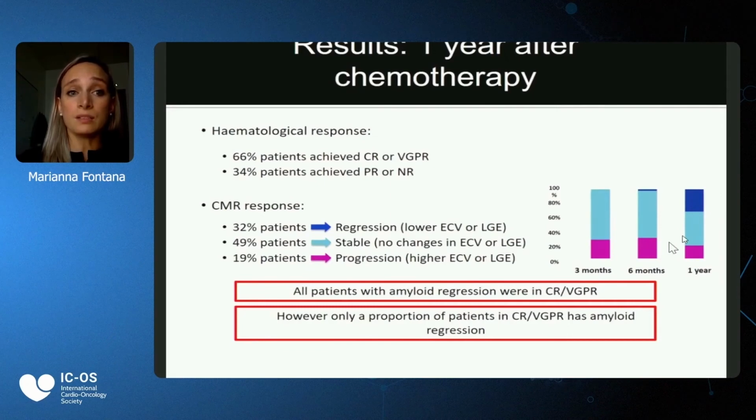32% of patients would get amyloid progression over time. But what was also important, we noticed that all patients with amyloid regression were in a deep hematological response. So getting a deep hematological response is important to be able to regress, but not all patients with a deep hematological response would regress. So CMR is really adding additional information on top of the hematological response that the patients achieve.